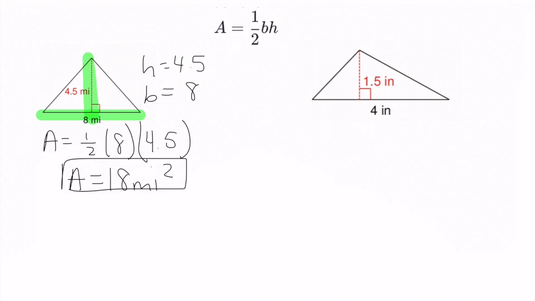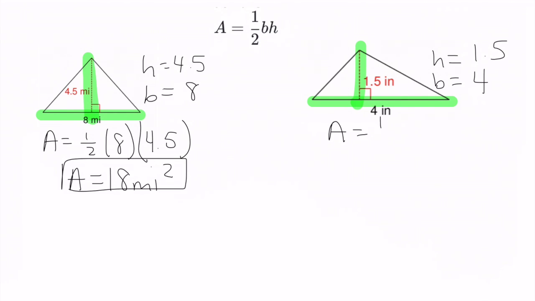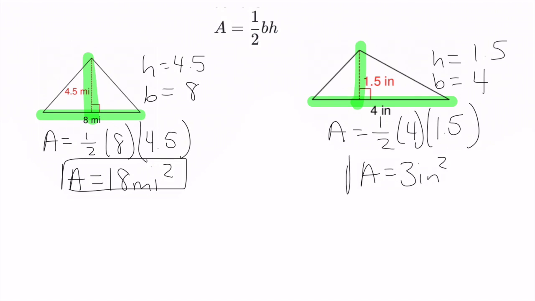Again, we're just using these formulas. It makes it a lot easier to just figure out what formula you need and just go from there. So we have our base and our height. So our height is going to be 1.5 and our base is 4. So then we just plug it into our formula. 1/2 times 4 times 1.5 gives us an area of 3 inches squared.